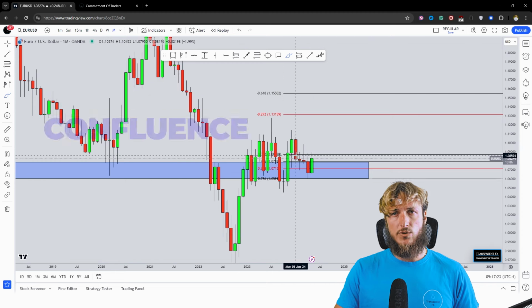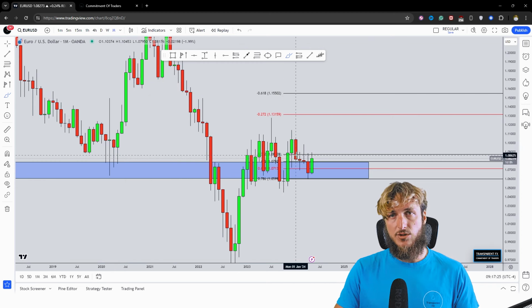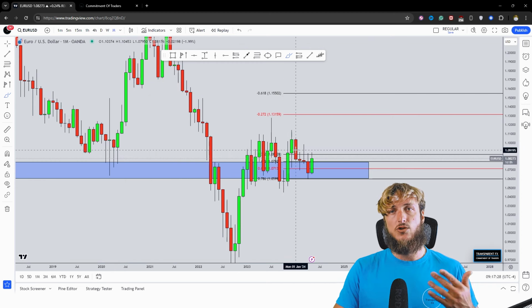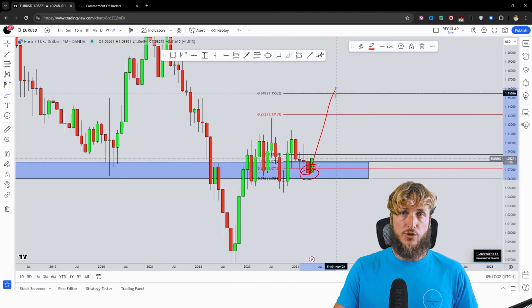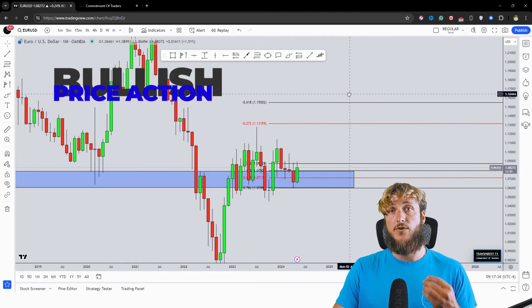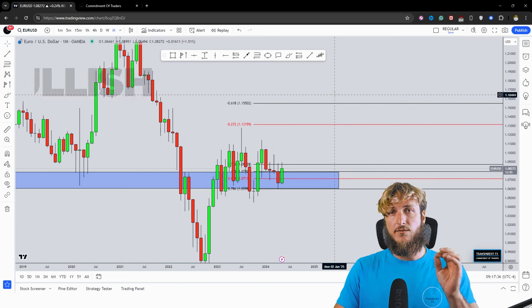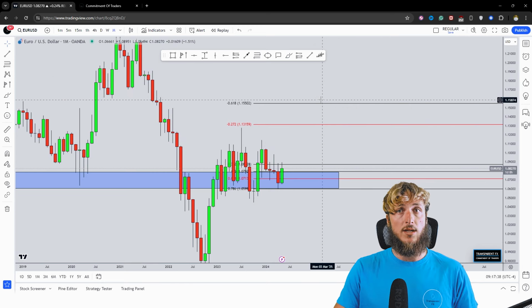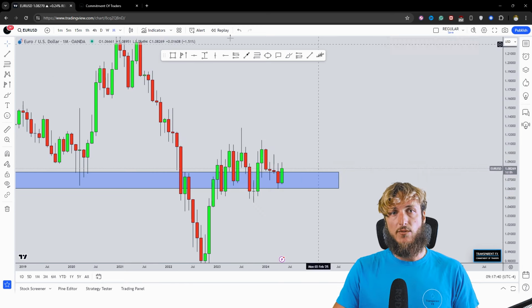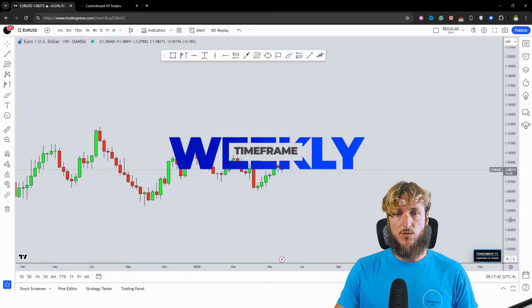And inside of a confluence of support and demand, there is an increased probability of seeing institutional longing, which at that point would further increase the probabilities of a potential rejection to the upside away from this zone. So the monthly time frame definitely seems quite bullish. Now let's drop down on the weekly time frame and see what we have.